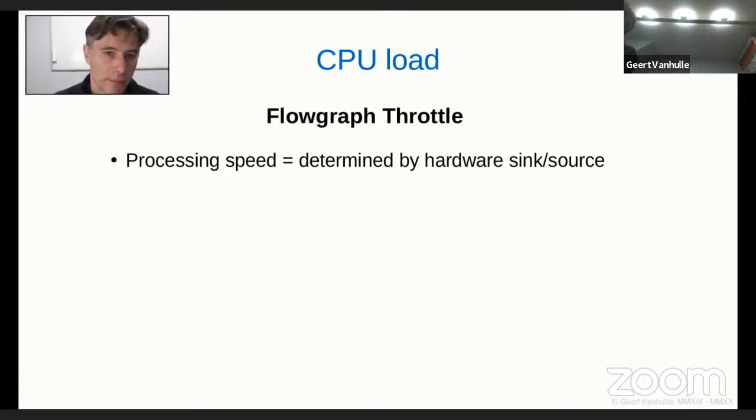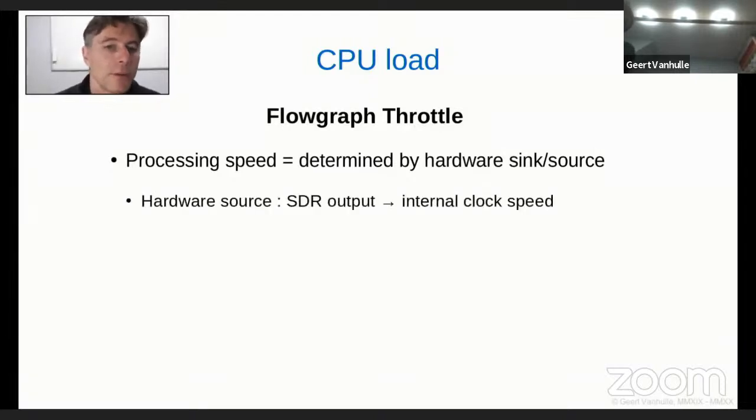It is the hardware. If we have an SDR USB device that is feeding samples into my flow graph, it is the 1 megasamples per second coming out of the USB that determines the speed with which my CPU will have to process the samples, because that's the speed with which the samples are coming into my computer. If it would process the samples faster, well, it would run out of samples to process. If it would do the processing too slow, well, we will get overflow. The same counts on the other side.